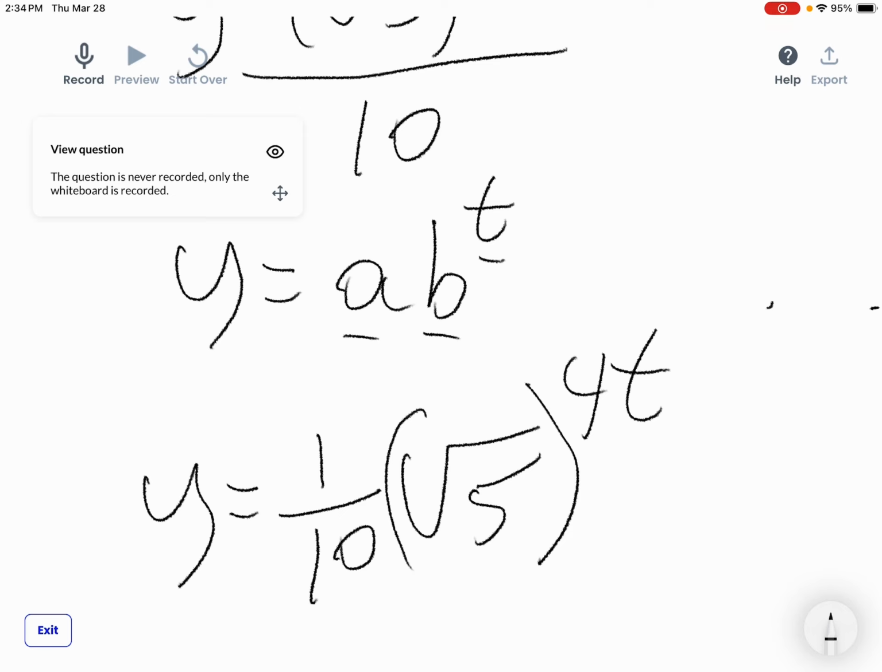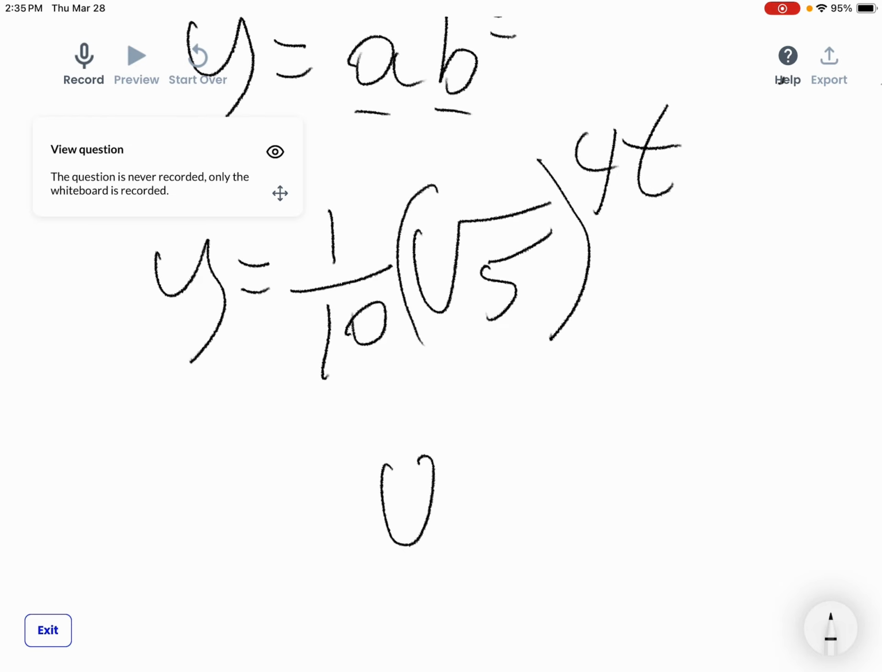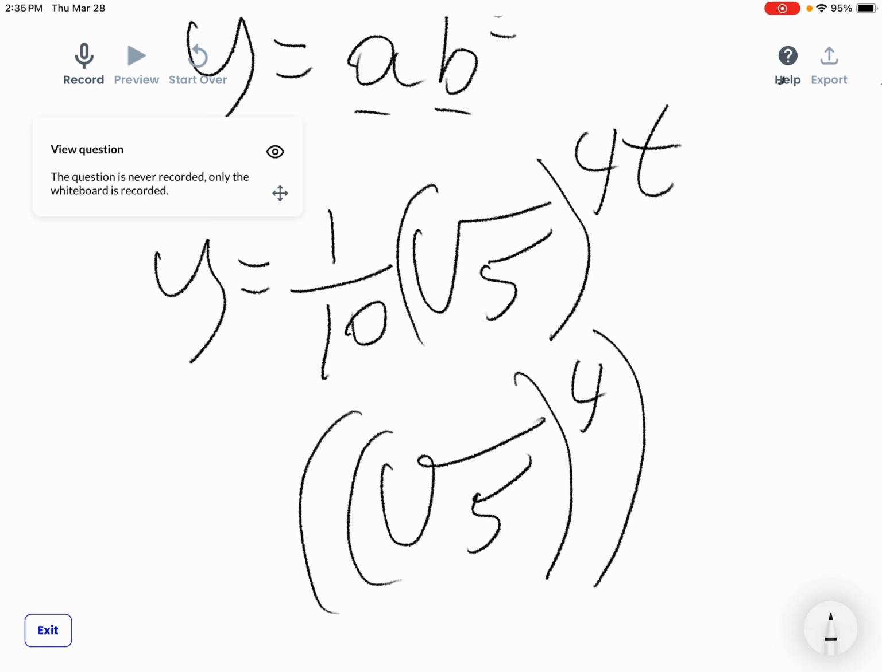Looking at our exponent, we have a product, 4 times t. If we have a power to a power, we multiply our exponents together. So the square root of 5 to the 4t, we can write as the square root of 5 to the 4th, to the t. We multiply our exponents and just get the square root of 5 to the 4t, and we still have a 1/10 out here in front. So what is the square root of 5 to the 4th?